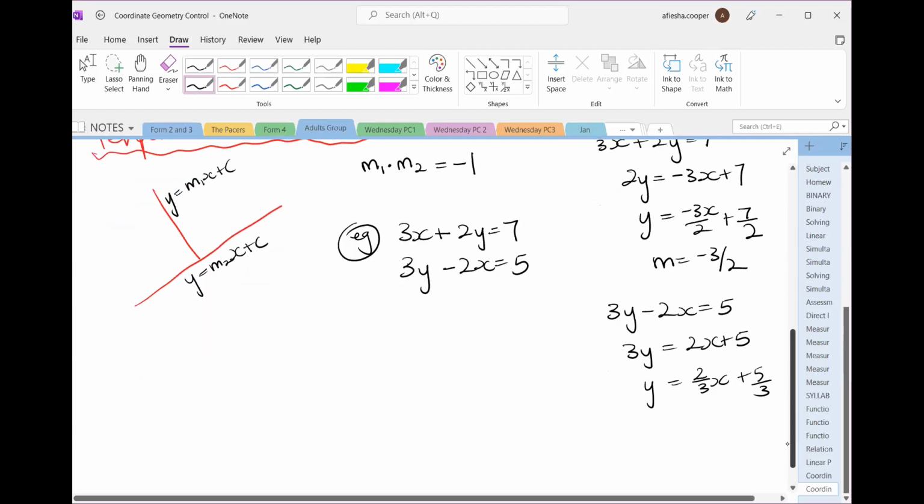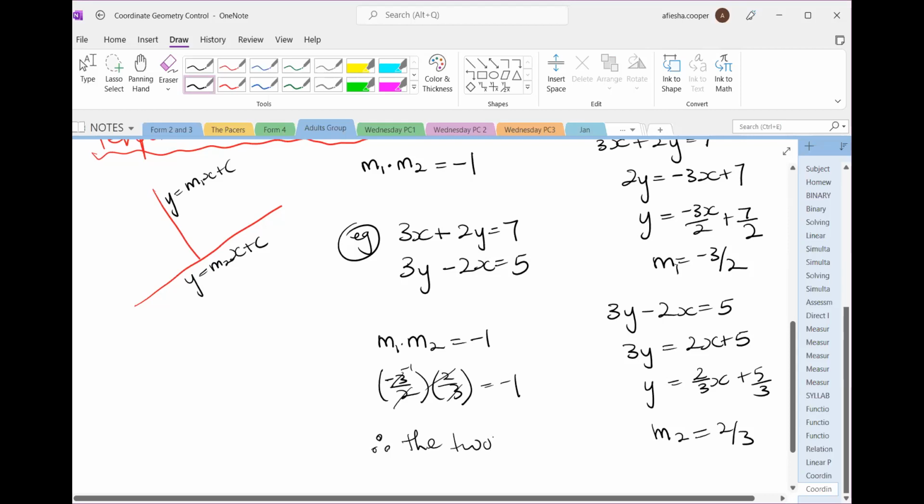And we know our gradient here, m2, is equal to 2/3. Now for me to know if they are perpendicular, I multiply them. So m1 times m2 should be equal to -1. So I have -3/2 times 2/3. And I see when I cancel them, I do get -1. So therefore, the two lines are actually perpendicular.